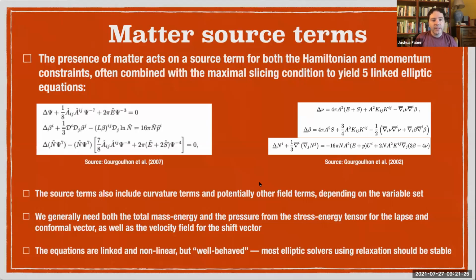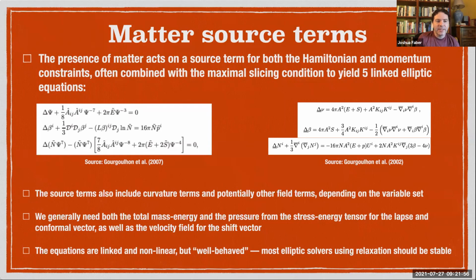So let's actually get a little into the mess of equations involving solving for neutron stars. Let's start off with matter, because in some ways that's the simplest part to understand. Matter acts like a source term for both the Hamiltonian and momentum constraints. In most initial data schemes, these are combined with the assumption of maximal slicing, that's the trace of the extrinsic curvature being 0, and you get something like 5 linked elliptic equations.